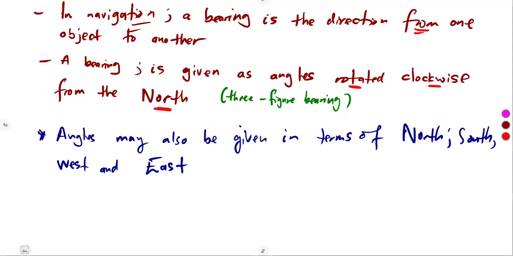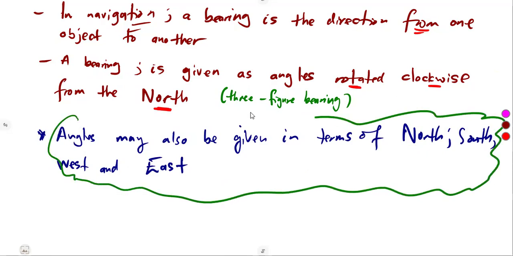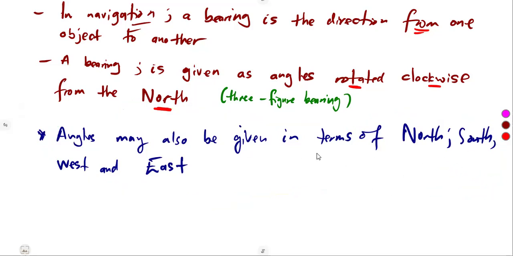rotated in the clockwise direction. But when the angles are considered in terms of the poles surrounding the angle, whether north, south, west, or east, that is a compass bearing. It is illustrated directly to the poles. Here we cannot say we are going to take this direction. It is different from the three-figure bearing, where there is a basic principle you must follow.